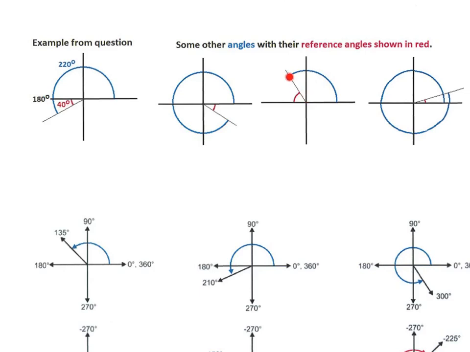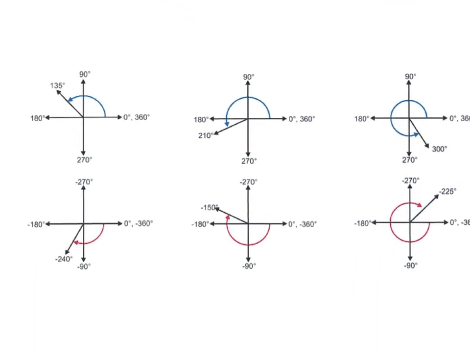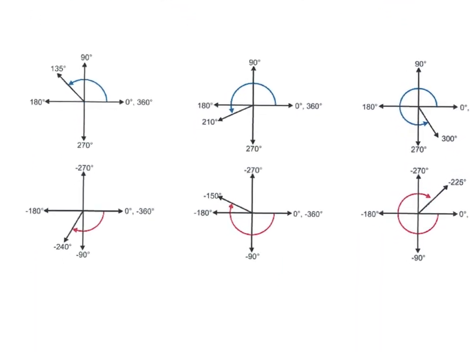In quadrant 2, here's my terminal ray for my standard position angle, but that is where you see the reference angle. And again, here's a positive standard position angle. Maybe it's 380 degrees. But here in quadrant 1, this little angle right here, that acute angle to the x-axis, is the reference angle. So down here, what are the reference angles?